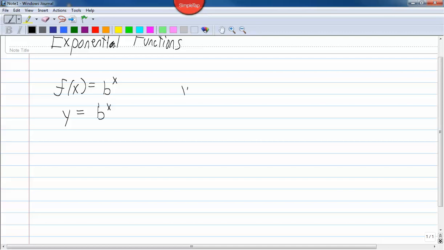So some examples would be like 2 to the x power, or 5 to the 3x plus 1 power, or 2/3 to the x minus 1 power. So as long as this base is positive and we have some type of variable in the power or the exponent, then that is an exponential function.